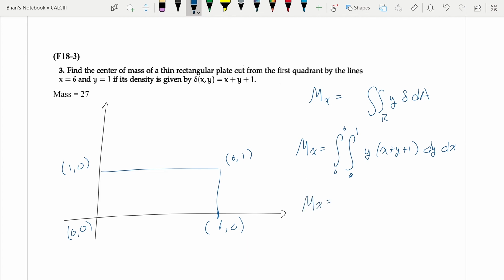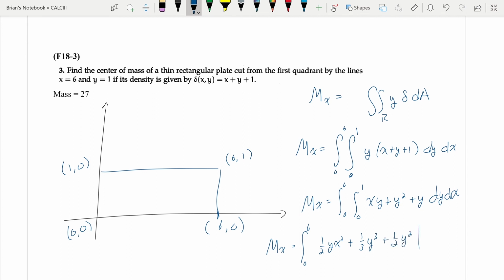Mx is equal to, so we'll simplify this a little more before we solve it. The integral from 0 to 1 of xy plus y squared plus y, dy dx. And now you have to integrate. Mx is equal to the integral from 0 to 6, integrate the inside with respect to y. So it'll be 1/2 y x squared plus 1/3 y cubed plus 1/2 y squared, evaluated from 0 to 1, and then we've got a dx.